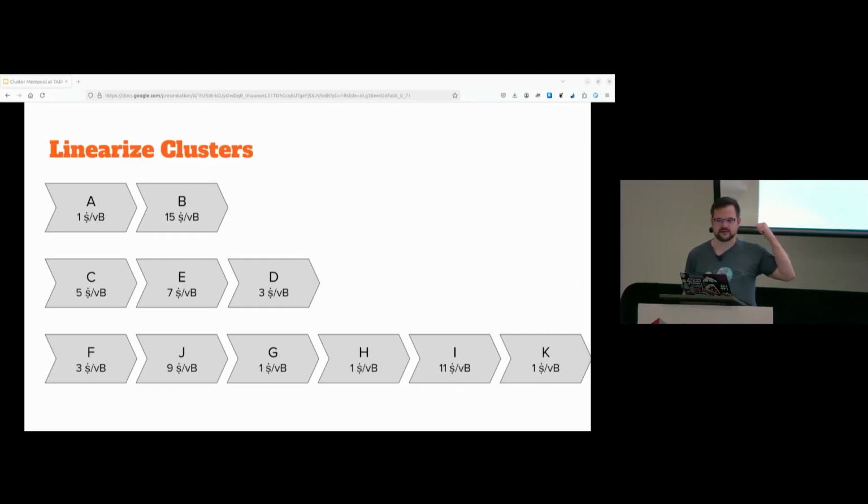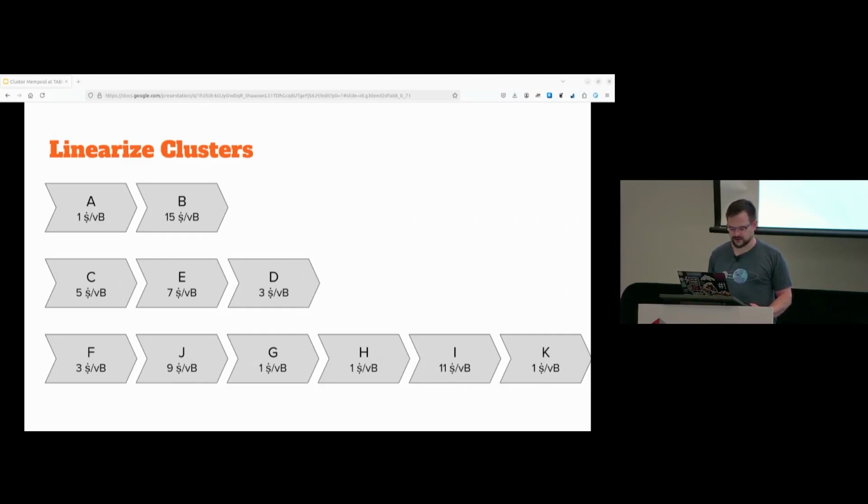And I've also done the third cluster where we find that J bumps F, and together they have a package fee rate of 6 sats per vbyte. Then we get G, H, and I picked into the block at 13 thirds, 4.3 sats per vbyte. And last, we would pick K at 1 sat per vbyte. So this is actually fairly computationally intensive if your clusters get more complicated and get big.